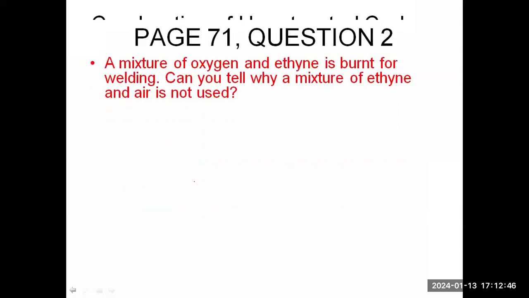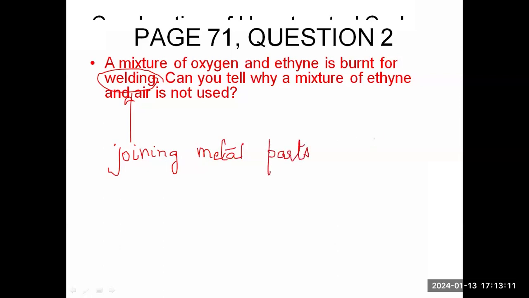The next question is, a mixture of oxygen and ethyne is burnt for welding. Can you tell why a mixture of ethyne and air is not used? Now, I am very sure you all know what welding is. Welding means joining metal parts. Now, to join the metal parts, you need to melt the metal. Like if you have a candle and it breaks in two pieces, you can join it by melting it at both the ends. Same way you can join the metal, but you need to melt it.